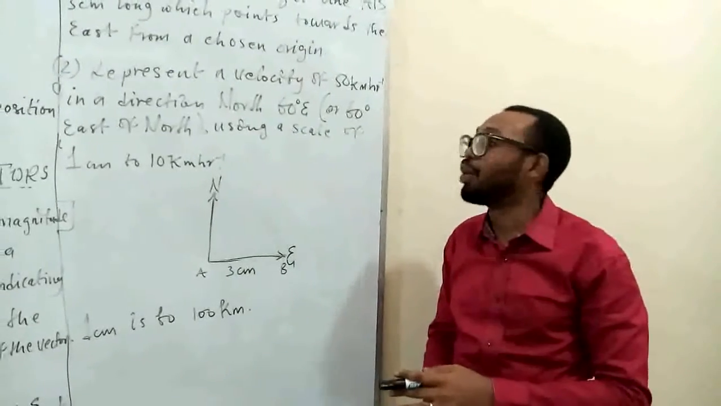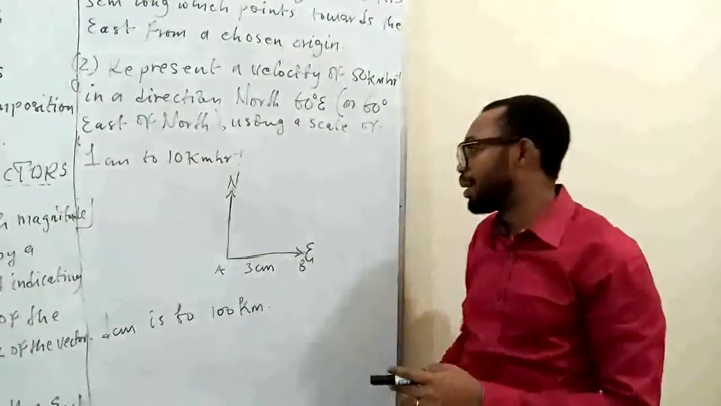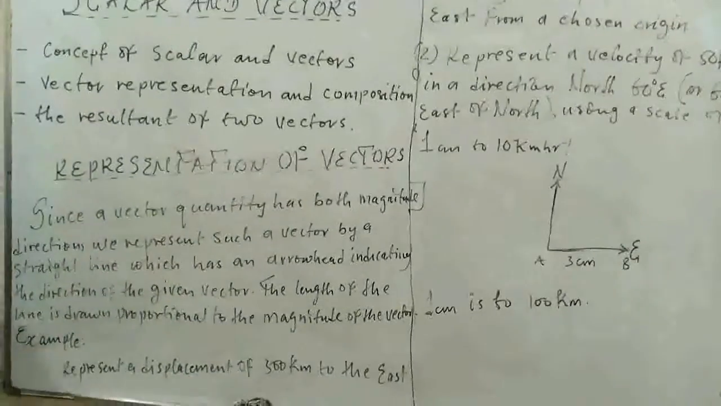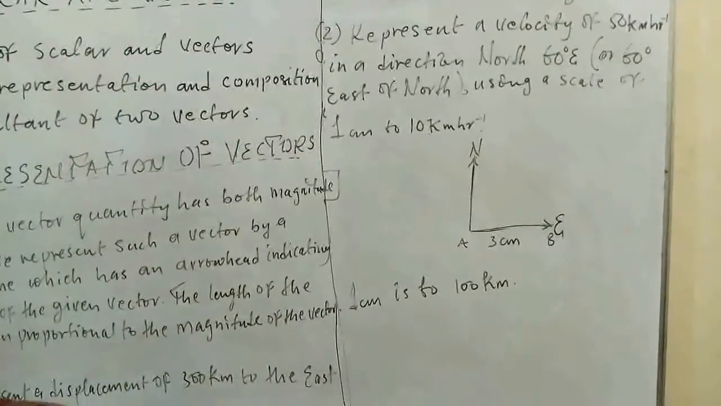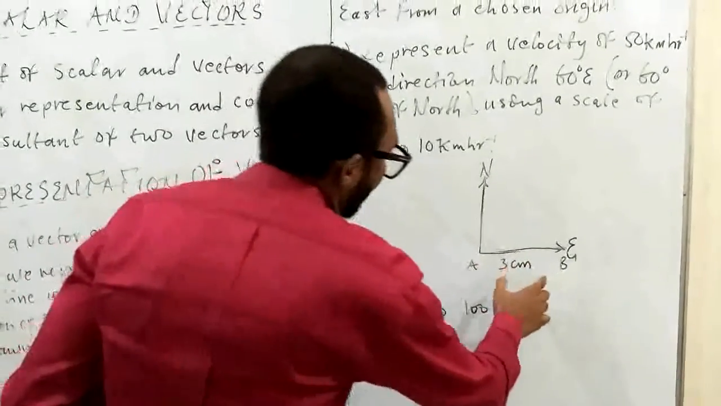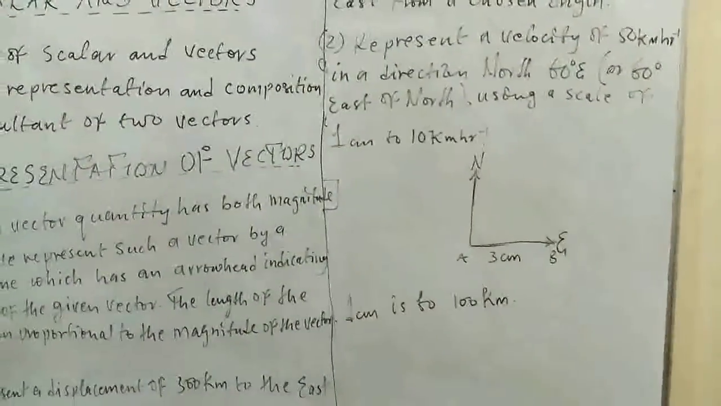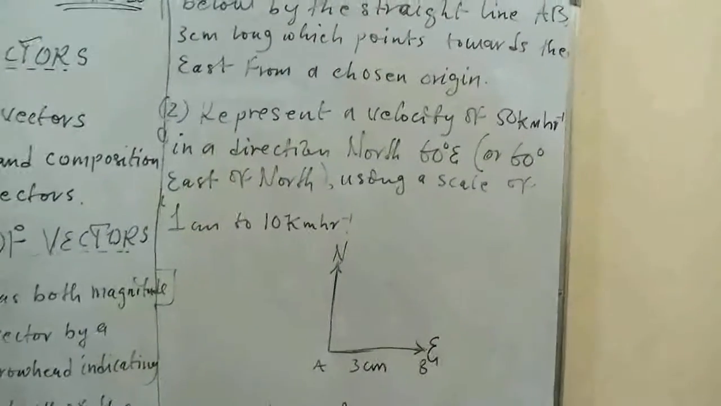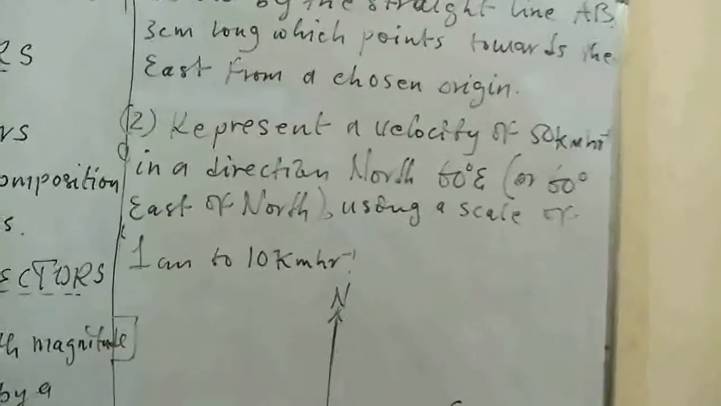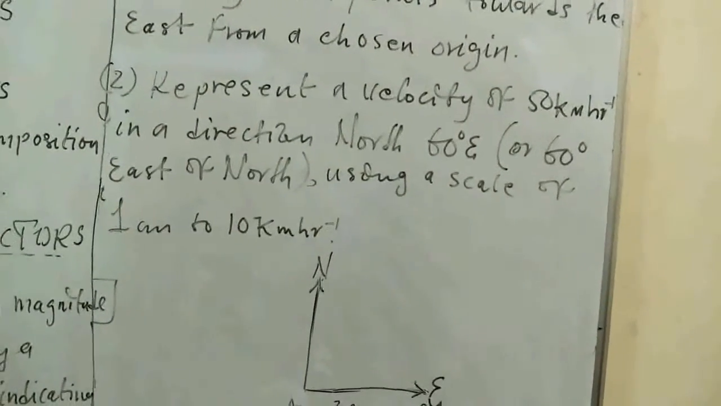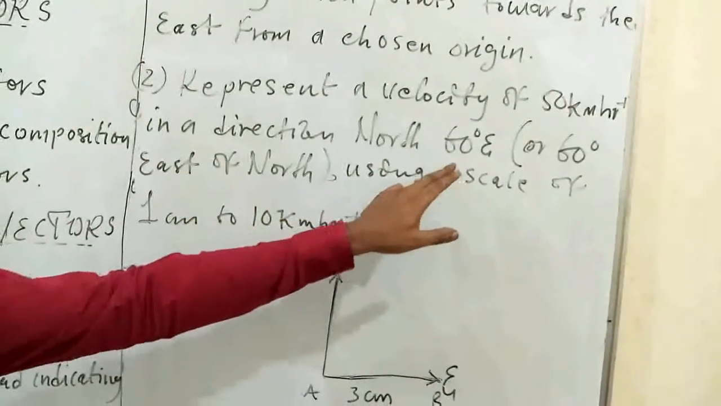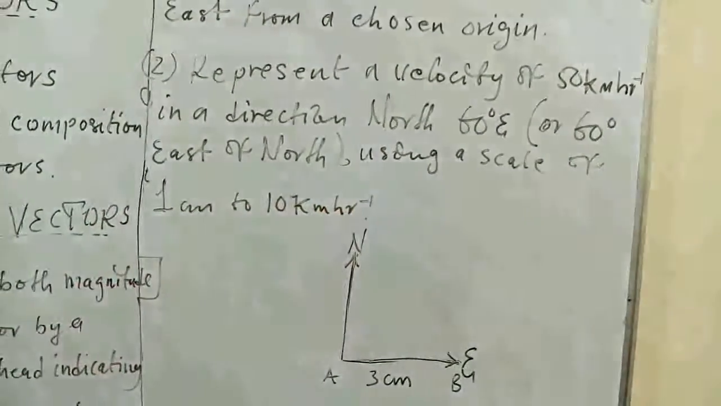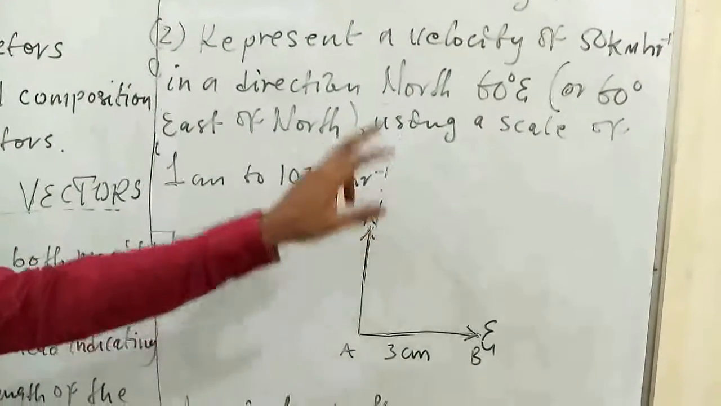Can we do the second one? Okay. So we have represented that vector due east. Now we're going to represent the second vector. The second question says: represent a velocity of 50 kilometers per hour in a direction 60 degrees east of north, using a scale of 1 centimeter to 10 kilometers per hour.